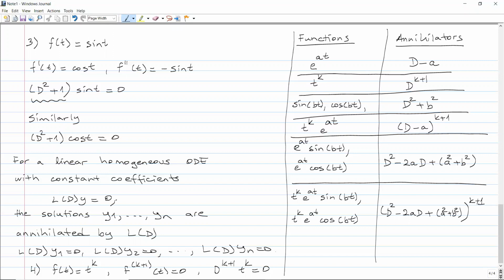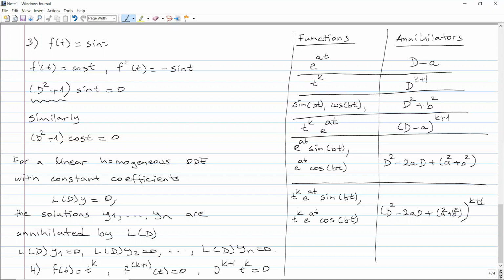So you can refer back to this list whenever necessary, but you can come up with this annihilator yourself, as I said, when you think of which linear homogeneous ordinary differential equation has this function as a solution. And this list is a complete list. No other type of function has an annihilator.